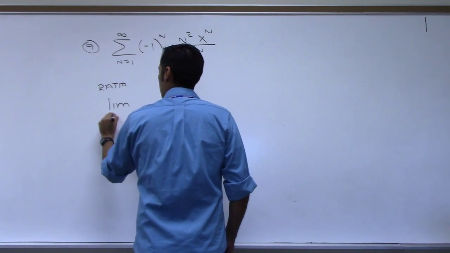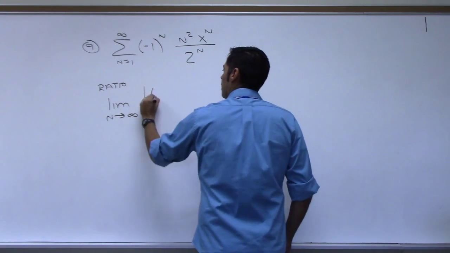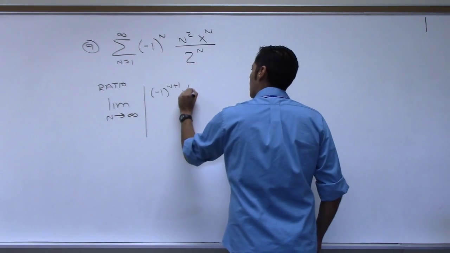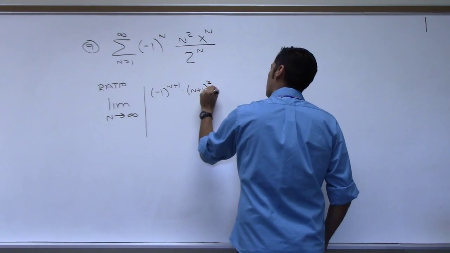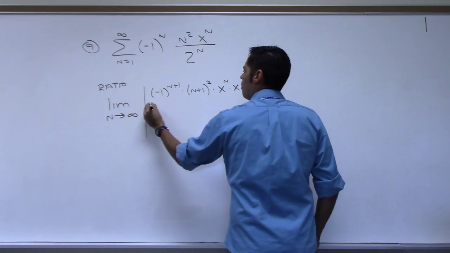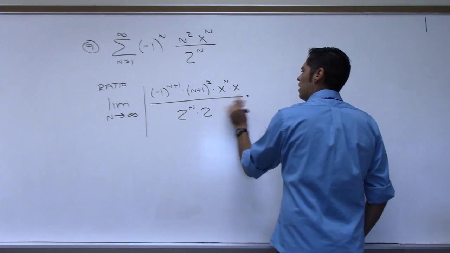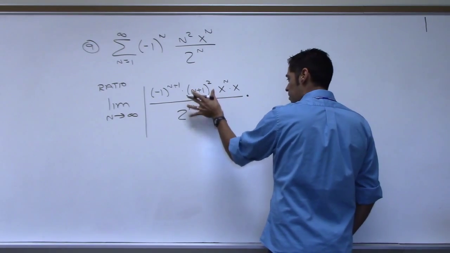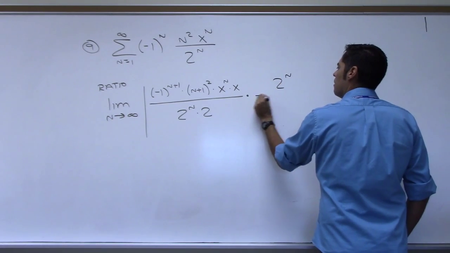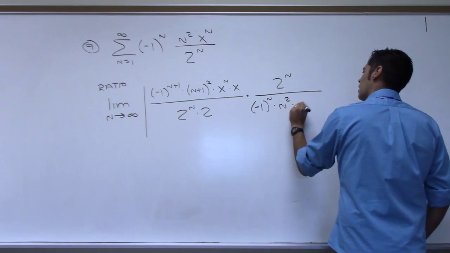Limit as n goes to infinity. Okay, plug n plus 1 into this. Negative 1 to the n plus 1 times, right here, n plus 1 squared times, n plus 1 here, x to the n times x over, n plus 1 here, 2 to the n times 2. Division of this, or take this and divide by that, flip it. So on top you have 2 to the n. On the bottom you have all the other junk. So negative 1 to the n squared, x to the n.